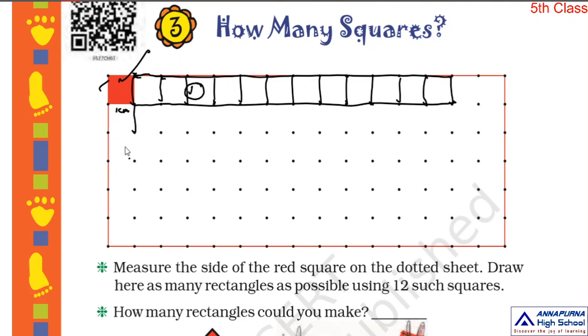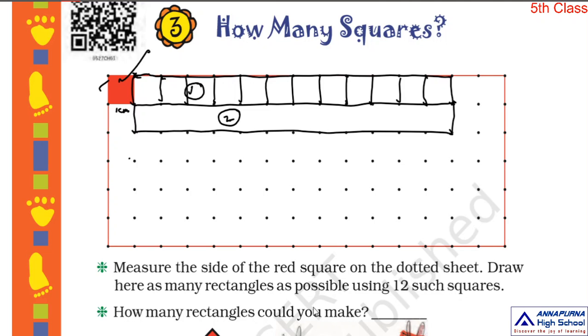Boys and girls, look at this. This is also another rectangle using 12 squares. So this is the second rectangle, isn't it? Like that, we can draw 1, 2, 3, 4, 5, 6. So we can get 6 rectangles here.